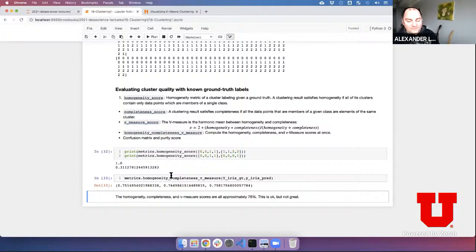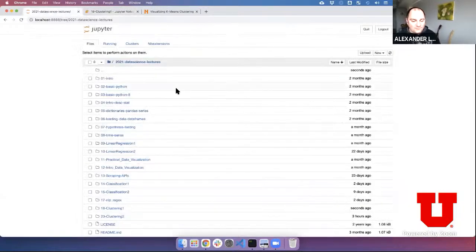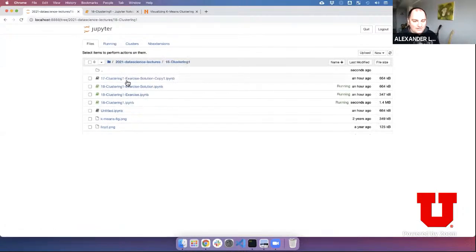Okay, so for the rest of the lecture, I have an activity where we're going to look at a clustering problem for Gentoo penguins. But before we go into that, I'm happy to take any questions.